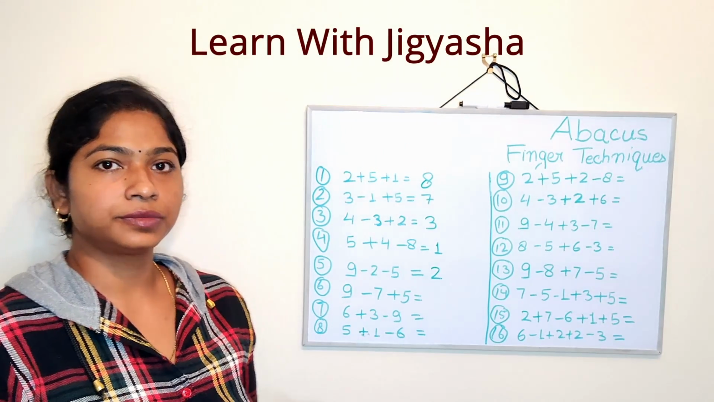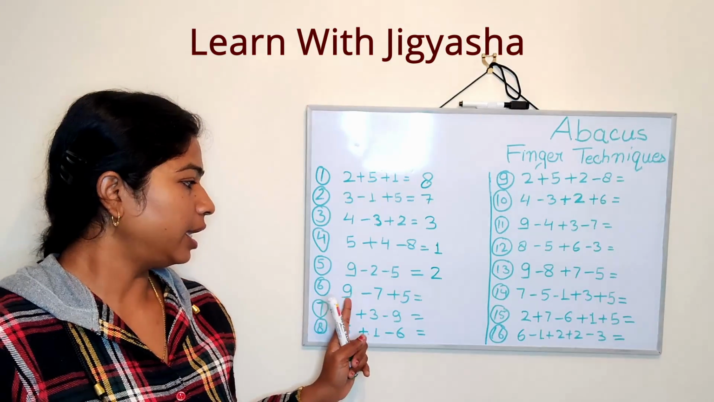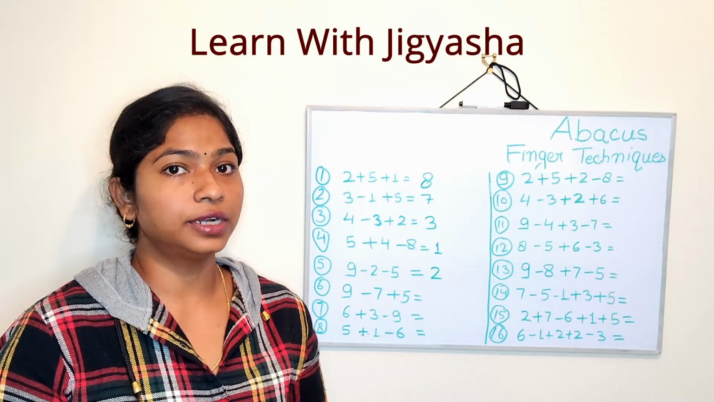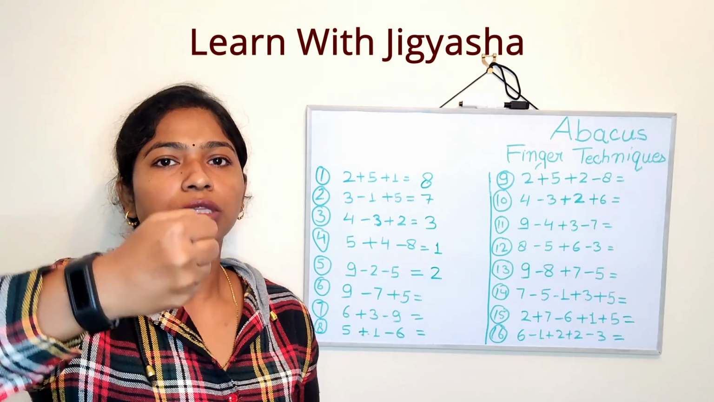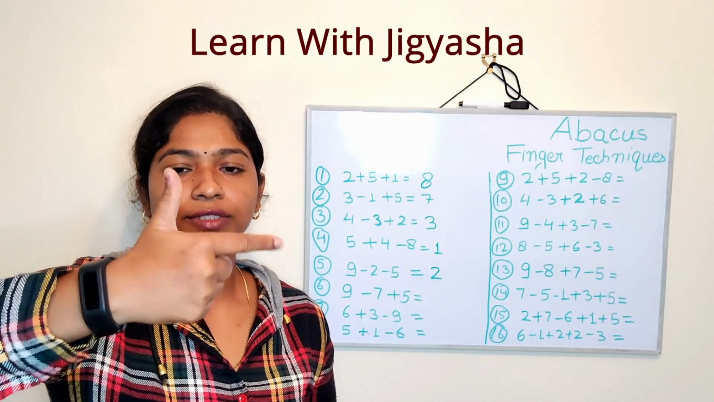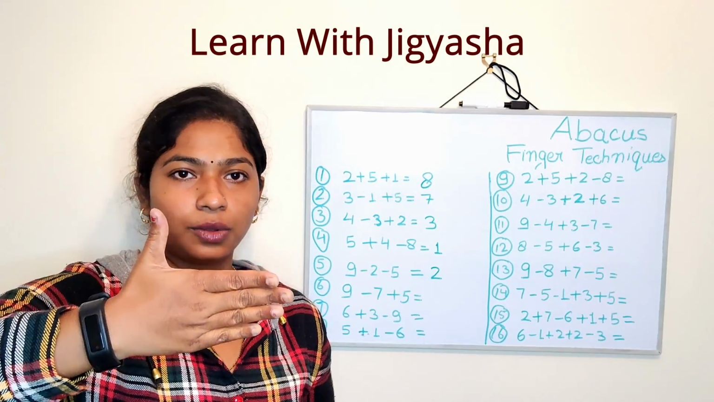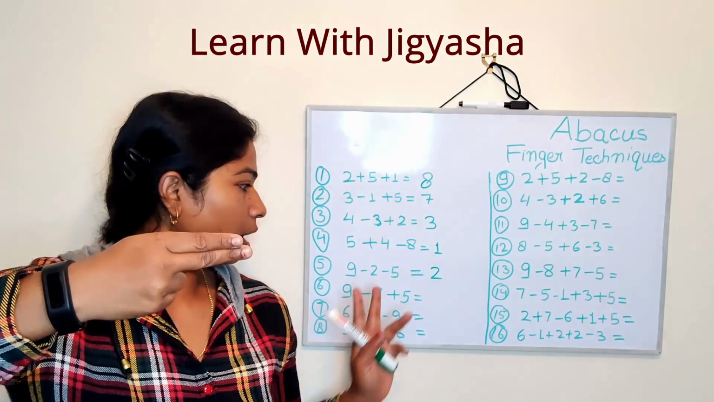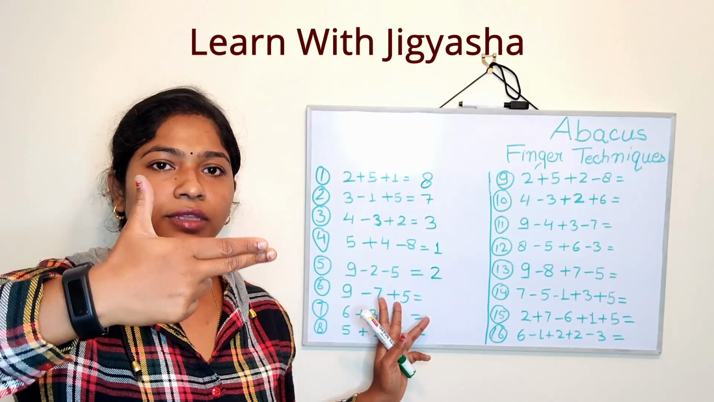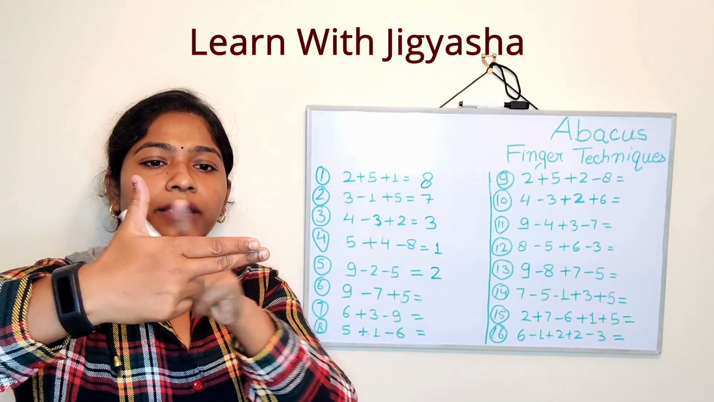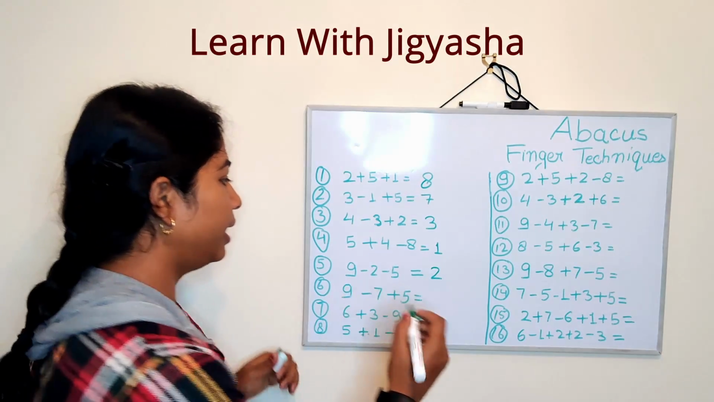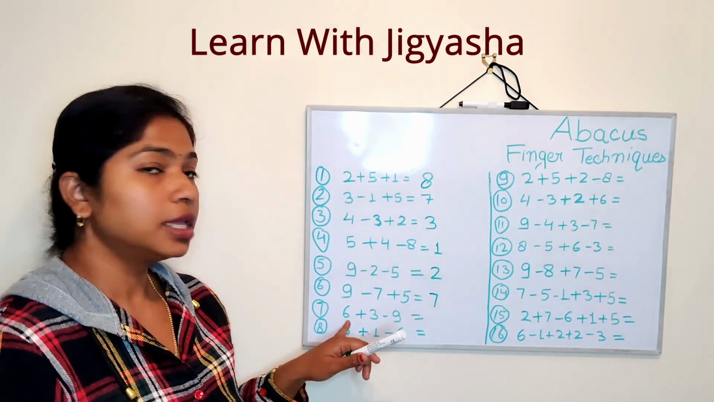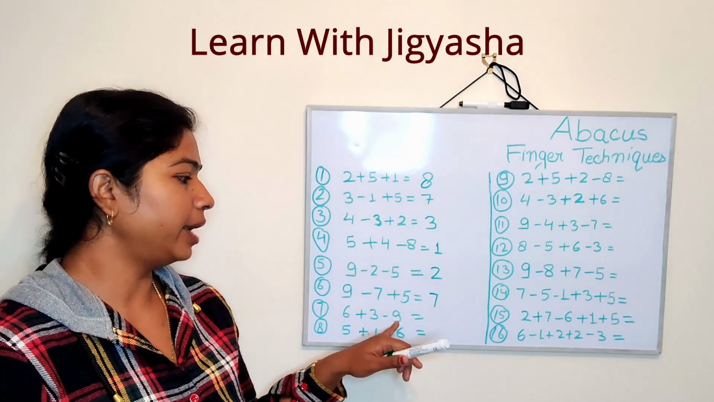Okay. Next question. Question number 6. 9 minus 7 plus 5. So, 9 again will go on our right hand. Correct. So, this is 9, 5, 6, 7, 8, 9. Okay. Minus 7, 5, 6, 7. Now, plus 5. Plus 5, this. So, what is the answer? 5, 6, 7. So, I will write 7 here.